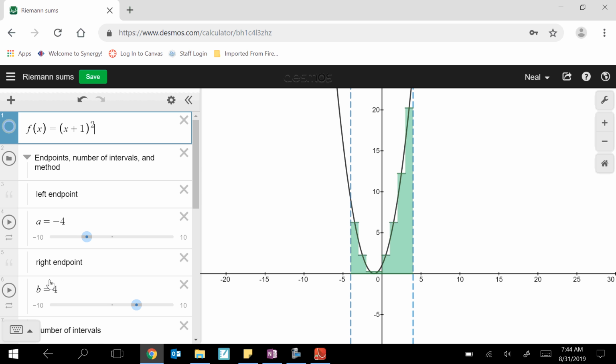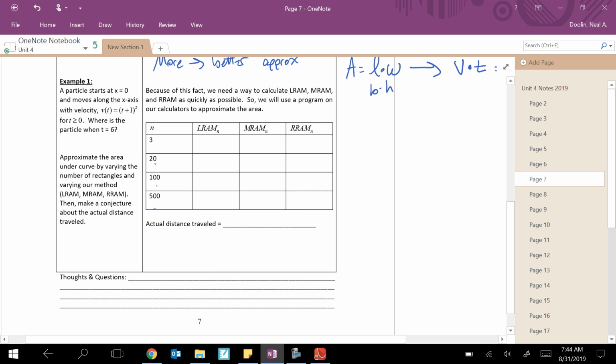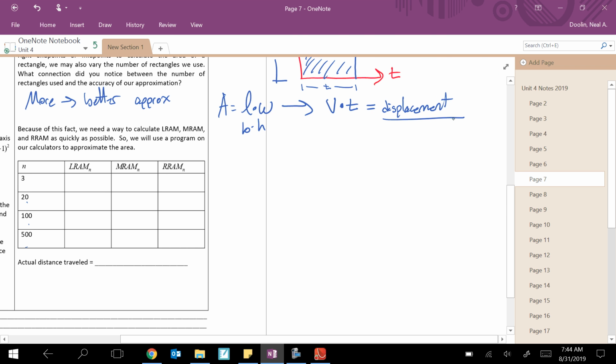So I've changed the function to match the one in example one. Example one, now it's got t plus 1 squared. I plugged in x plus 1 squared. It's going to be functionally the same thing. And then it says for t greater than 0. Okay, so I'm going to make my left bound, my lower bound, 0. And then the question is, where is the particle when t equals 6? So I'm going to make my upper bound 6 because I want the displacement over the first 6 seconds. So I need to find the area from 0 to 6. That'll give me the displacement over that time.